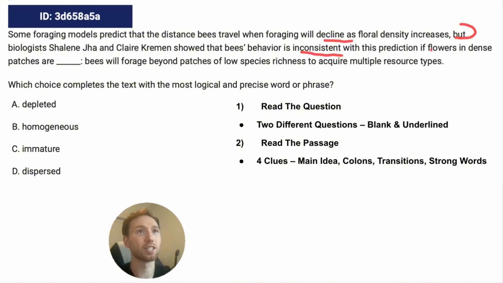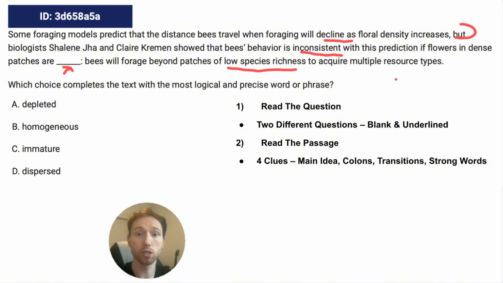If flowers in dense patches are blank. What's important about this blank is that it's followed with a colon. So how colons work is that the idea before and after the colon will relate. And in this case, for vocabulary problems, the information that comes after the colon will describe what comes directly before the colon, which is our blank. So reading what comes after the colon will help us with our prediction. Bees will forage beyond patches of low species richness to acquire multiple resource types.